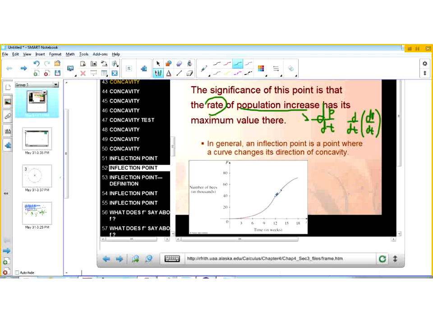So this second derivative of the population with respect to t ceases to be greater than 0 at the inflection point. Right at t equals 12, the second derivative of P changes from positive to negative. That's where the slope of the tangent line to the population curve achieved its maximal value, and then all of a sudden it just crashed. It started going negative on us. So the inflection point is the point where the curve changes its direction of concavity.